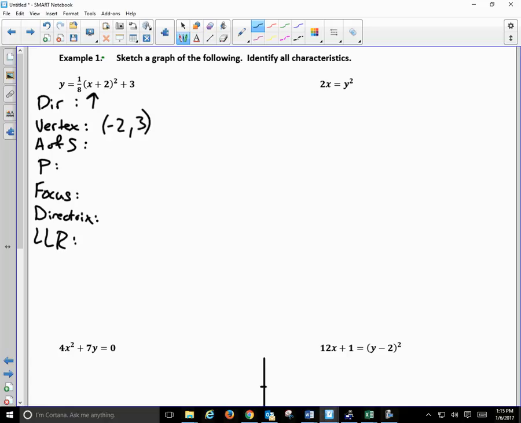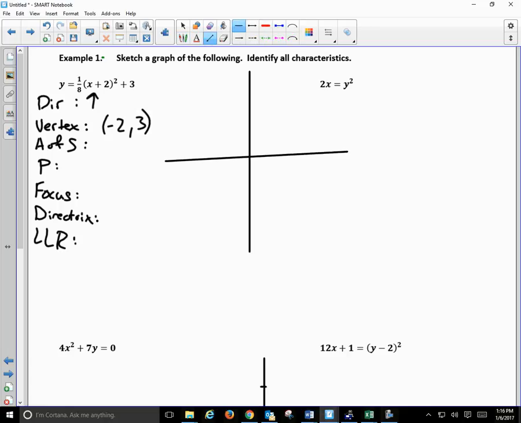Up 3. At this point, I start sketching the graph. Some of you will try to list all this stuff. I get students who list it all, and then they're like, I don't know how to sketch a graph. As you list it, start to sketch it. So that's the easier way to manage this process.